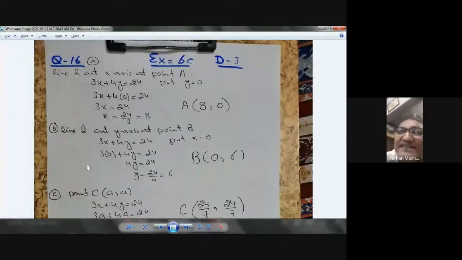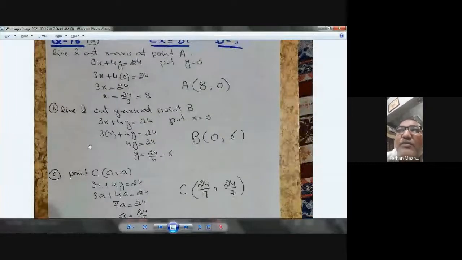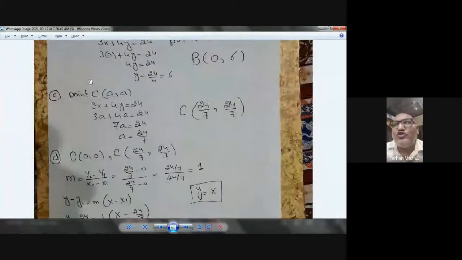So the point C, its coordinates will be a comma a. Suppose any variable, for example I suppose here that it is a comma a. Now you know that it is on that line. The equation of that line is 3x plus 4y equals 24. So in the place of x and y, I will put a and a. You will have 3a plus 4a equals 24. 3a plus 4a is 7a equals 24. So a will be 24 by 7.